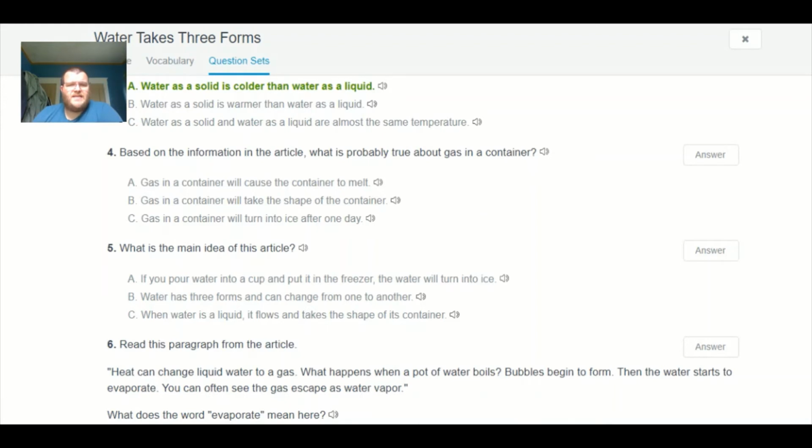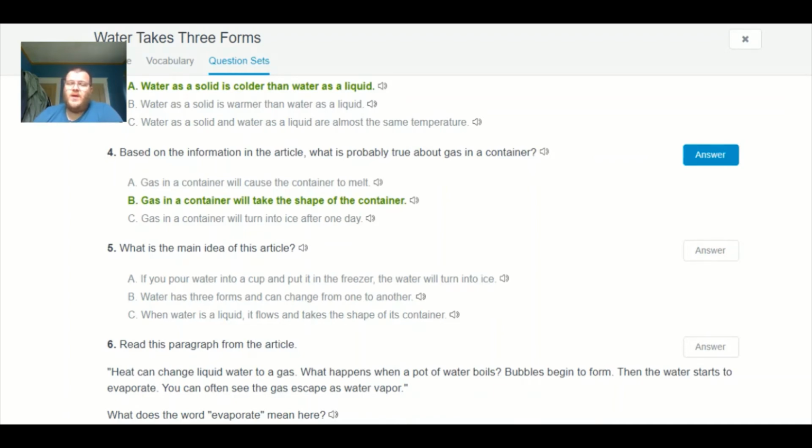A. Gas in a container will cause the container to melt. B. Gas in a container will take the shape of the container. C. Gas in a container will turn into ice after 1 day. B. Correct. When you put gas into a container, it will take the shape of the container.